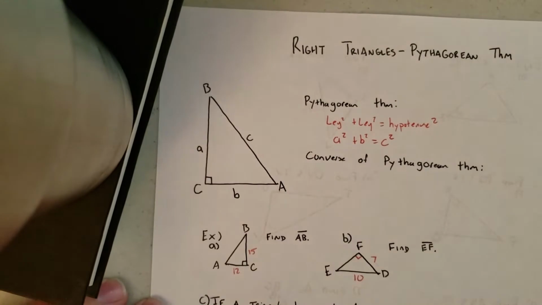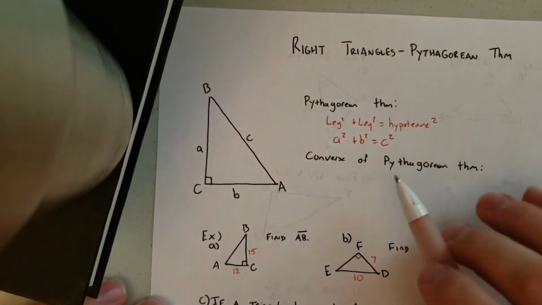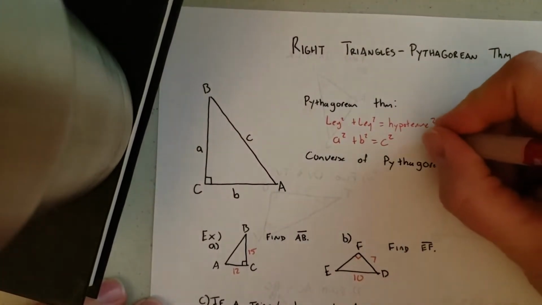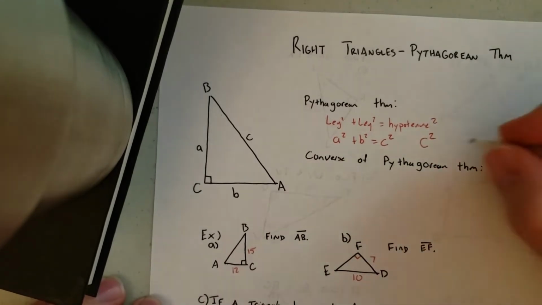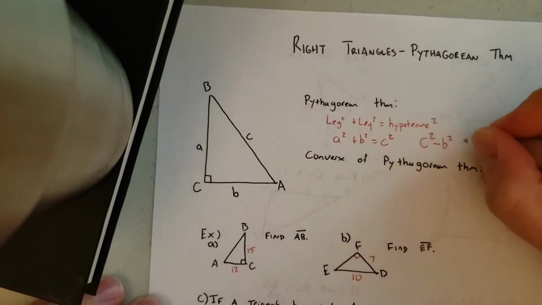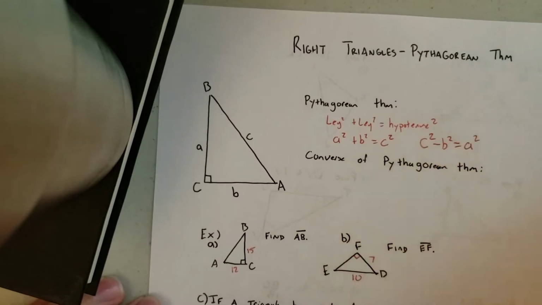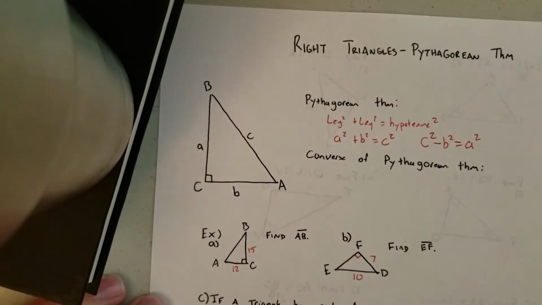One other way we can look at this as well is if I'm given the hypotenuse, so I have c squared, but then I'm minus a leg, so minus b squared, that's going to equal my other leg squared. So c squared minus b squared equals a squared.